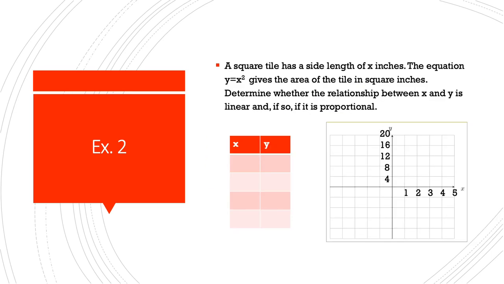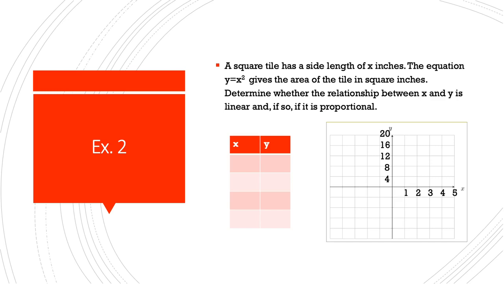All right, so let's look at example 2. So example 2 says a square tile has a side length of x inches. The equation y equals x squared gives the area of the tile in square inches. Determine whether the relationship between x and y is linear, and if so, is it proportional?